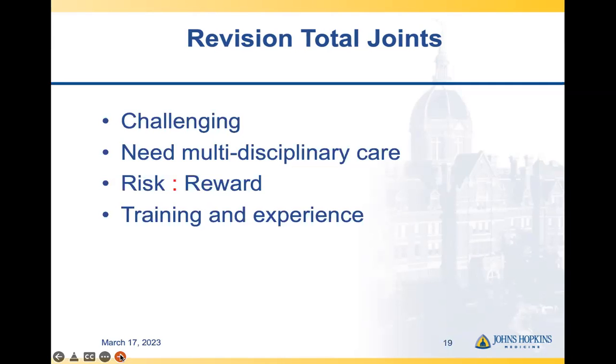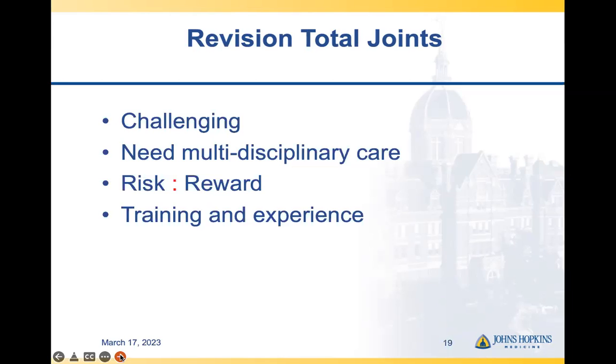Every single revision situation is unique in its own right. No two people typically fail for the same reasons. So we have to understand and calculate a very customized risk to reward ratio to assess how much risk we are going to undertake and how much reward we can normally get from that revision procedure. Doing these revision procedures also requires specialty training.